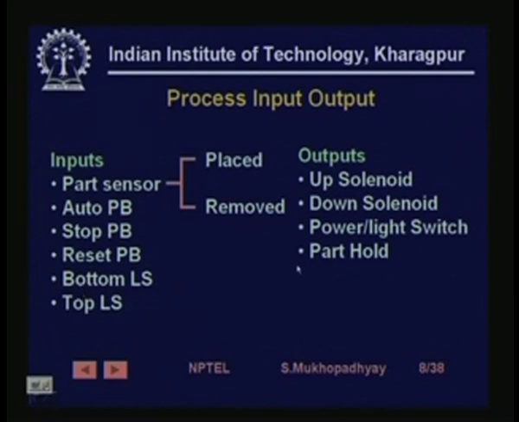For outputs, we have four outputs. We have an up solenoid which moves the ram up. We have a down solenoid which moves it down. We have the power light switch, and we have a part holder which holds the parts while they are being stamped. So, these are our outputs.